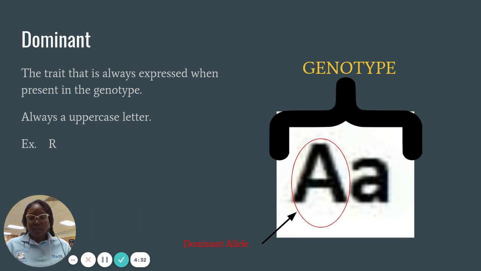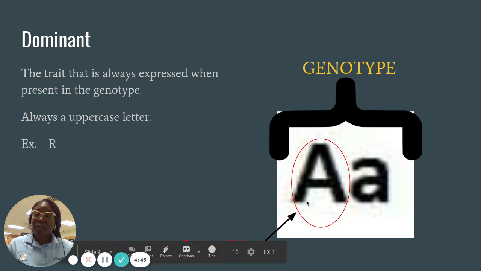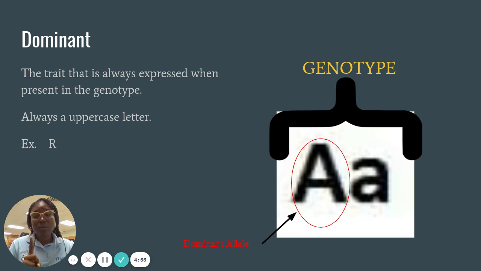Dominant. See, that one letter is an allele. When you have a dominant trait, it is always expressed when present. Therefore, it is always represented by a capital letter. It dominates. Whenever you have that dominant allele, it will always be present. It dominates over the other. So an allele is one letter.